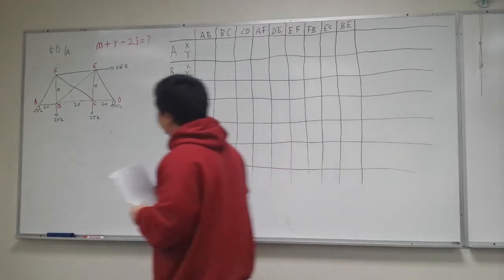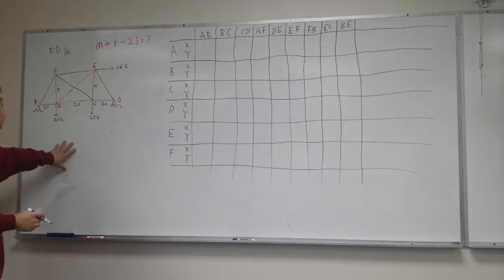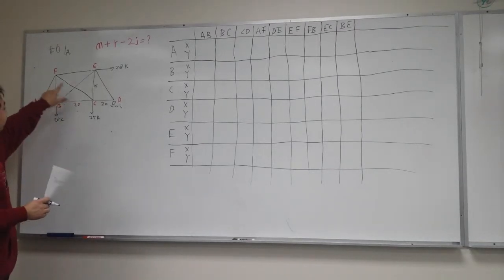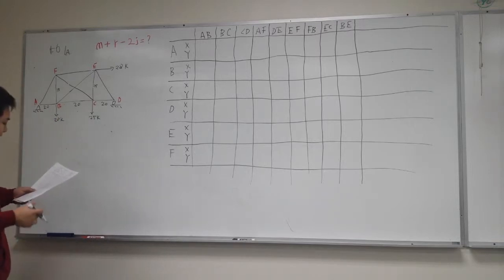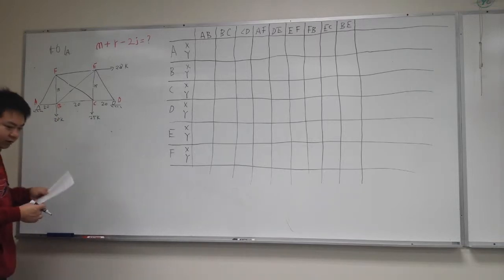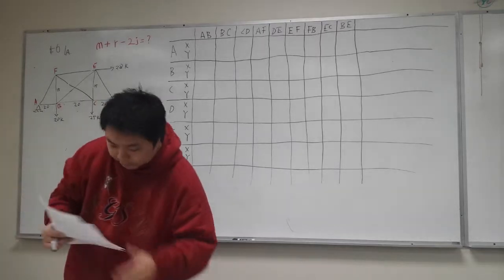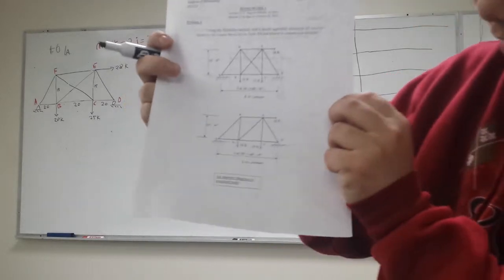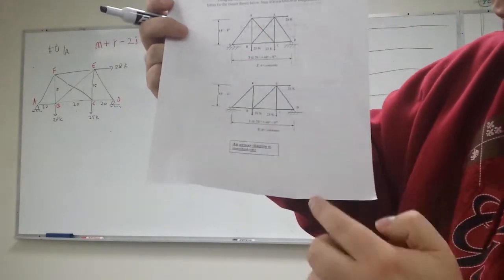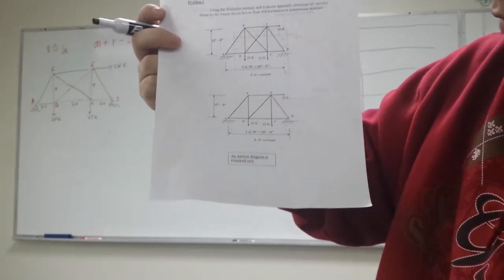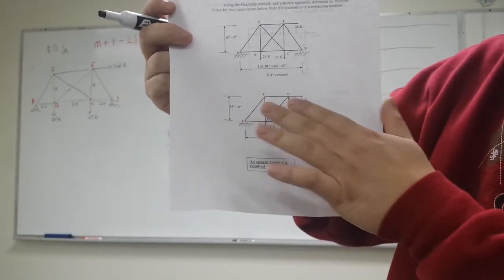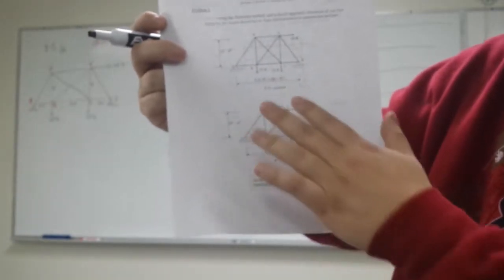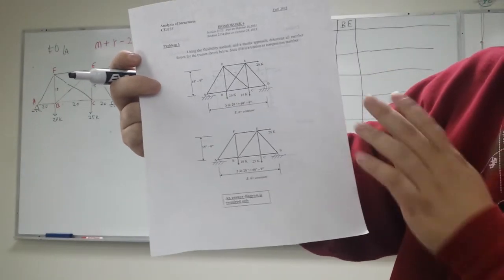Oh yeah, I forgot something. Because this is first degree indeterminate, we have to choose one member as your redundant. But if you read the questions, you see the second one is the same as the first one. So if you choose FC as your redundant, you don't have to redo the matrix again for the second one. So let's choose FC as your redundant. For the second one, you use the same matrix. It's easier.